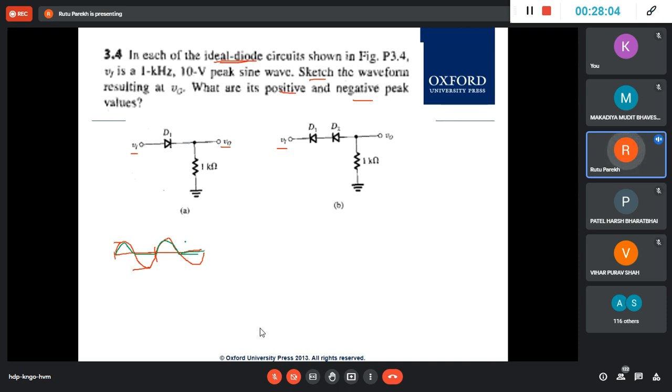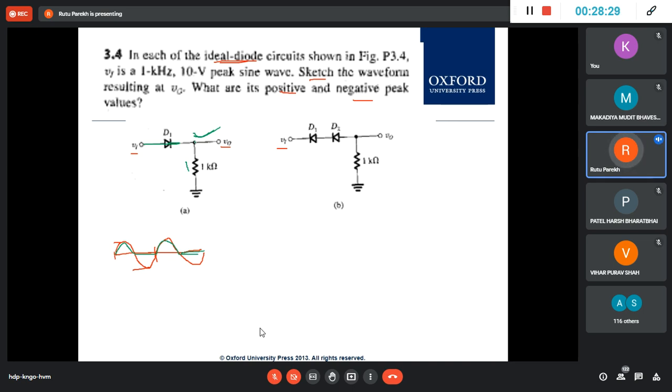Now another question: let's say this is plus minus 10 volt, and this is shorted. So for the positive half, 0 to plus 10 volt will appear here. And then what about this 1K? You understand this is short, so the voltage at this point is the same as this point. That's why your voltage will come here.